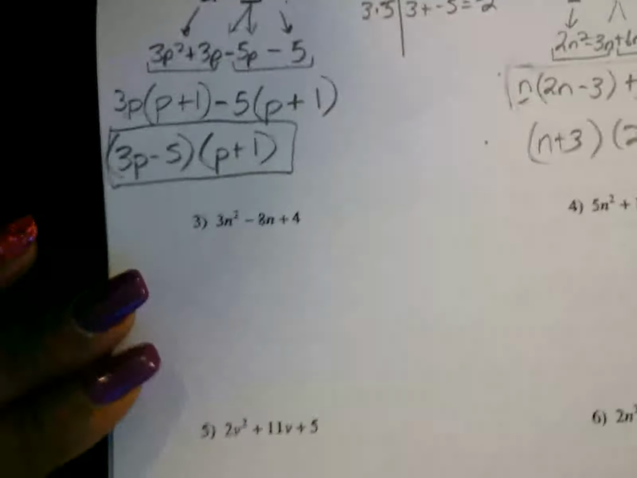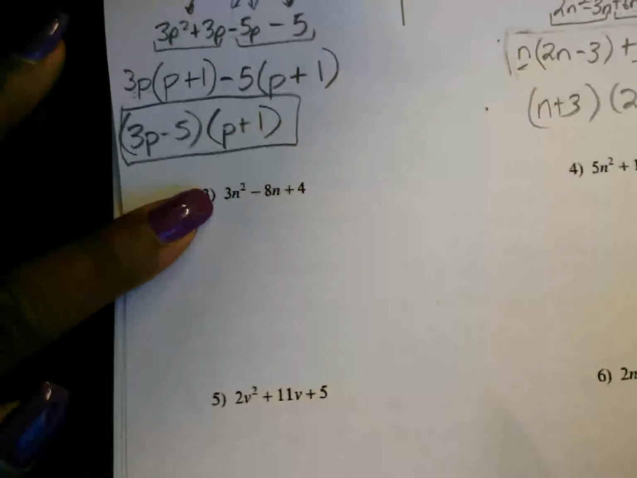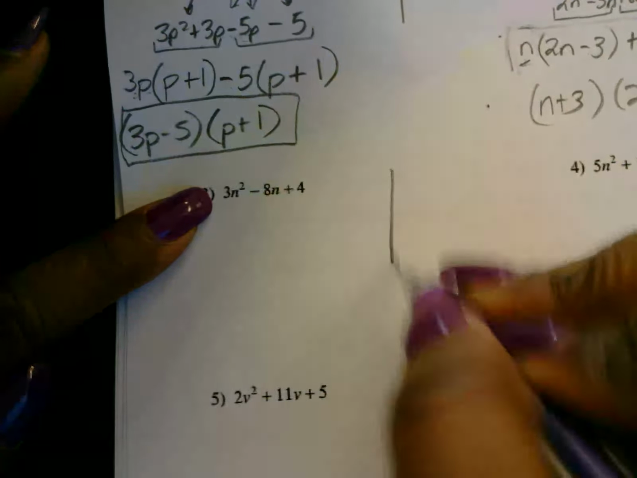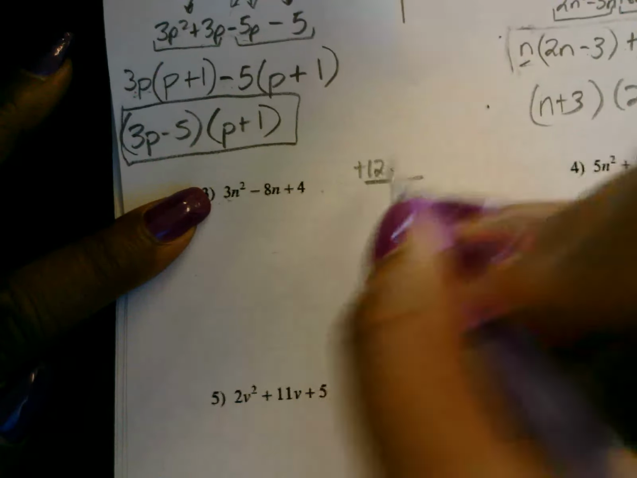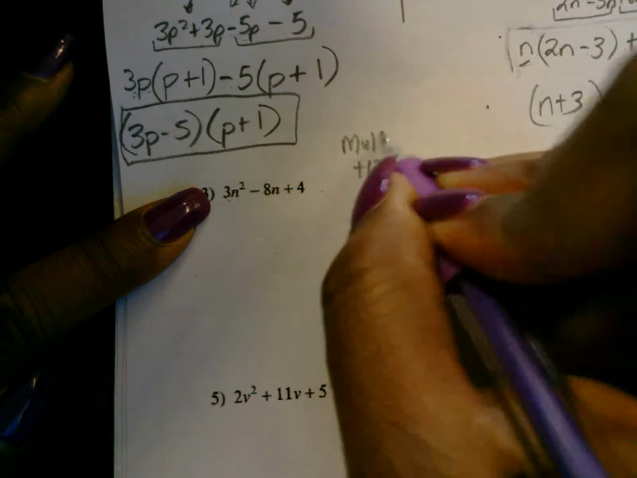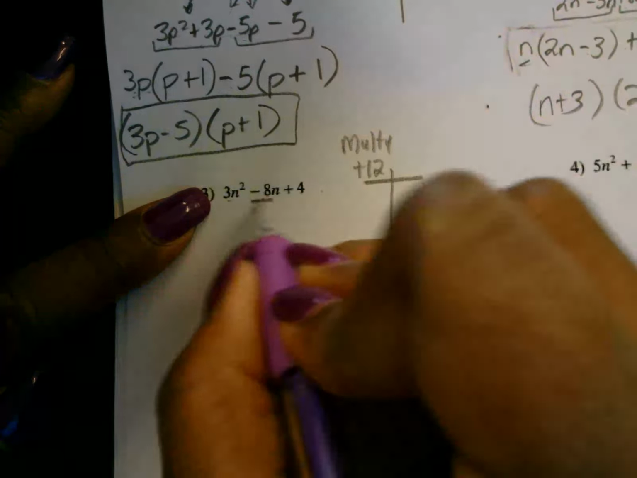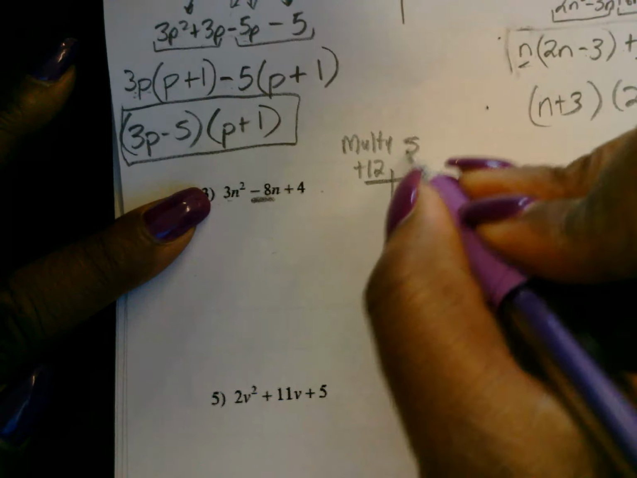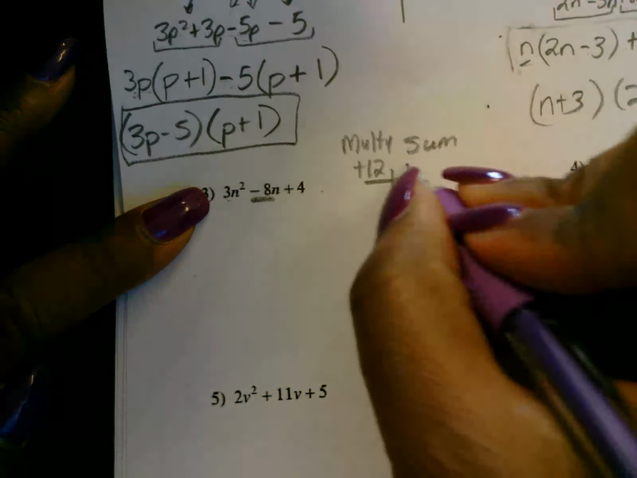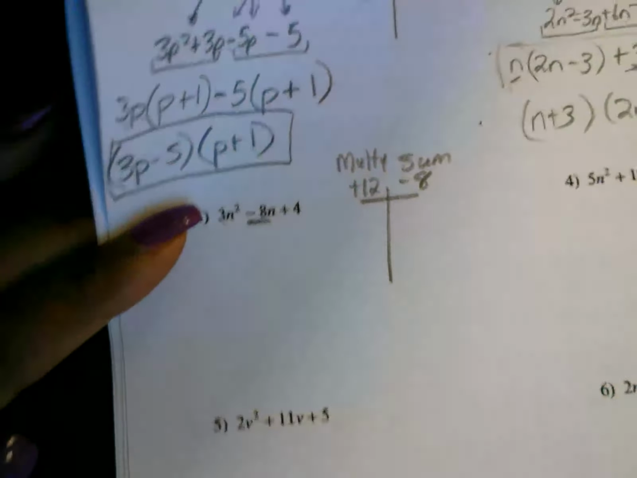Okay, same thing. This is a quadratic function. A is not 1. Multiply the first number and the last number together, and that gives you a positive 12. Think of what numbers multiply to give you 12, but when you add the two numbers together, you get the middle number of negative 8. Okay? So let's think.